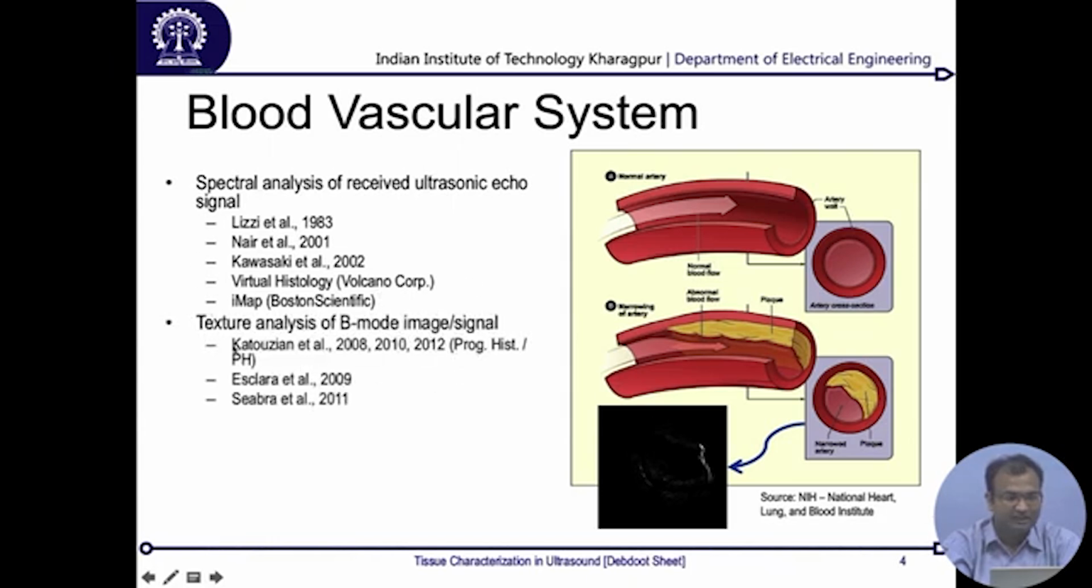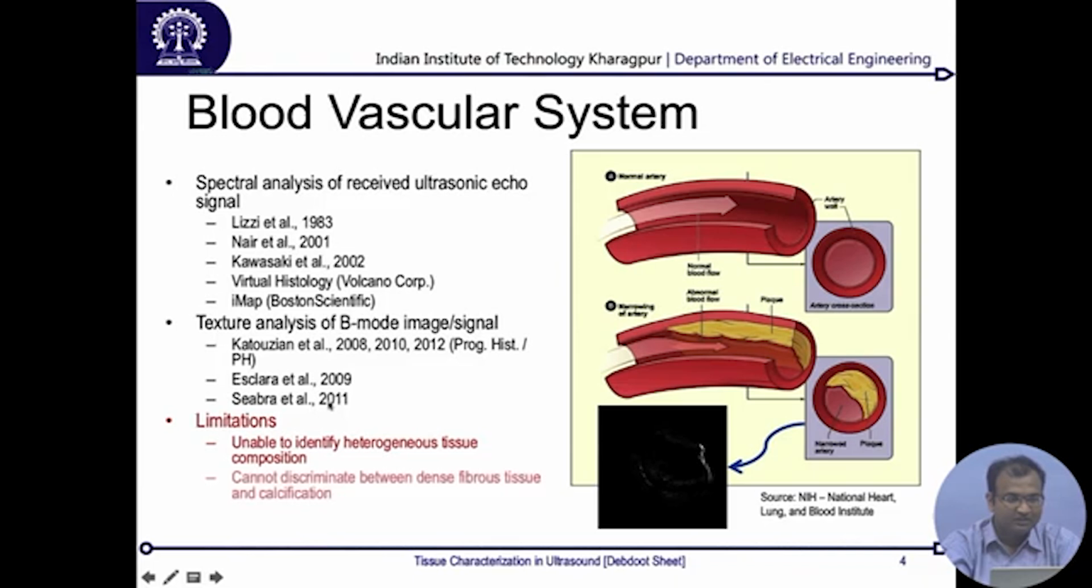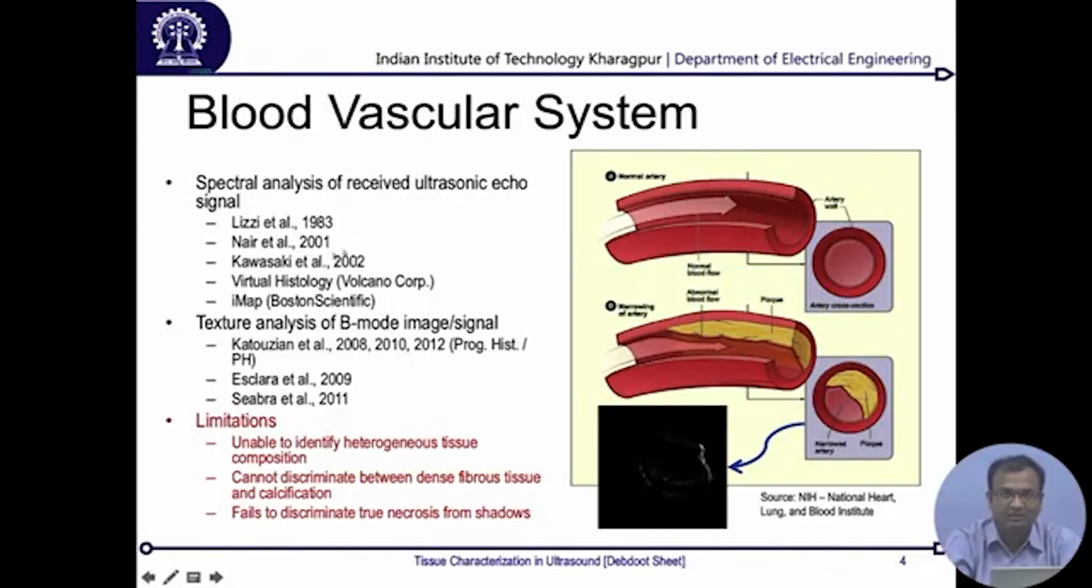A bit later in time, somewhere around 2010, we had methods which made use of texture analysis in ultrasound signals and images in order to find out what kind of tissues they belong to, and there was quite a good amount of success. But the major thing is that all of these methods are still limited because they do not identify heterogeneous tissue composition. In our body you never have a pure tissue, which means that if I say there is fatty tissue, there would be some fibrocytes as well, and some epithelial cells, so it's never a pure fatty tissue. You need to identify the coexistence or relative co-occurrence of these mixed heterogeneous tissues, and none of that is possible with these prior methods.